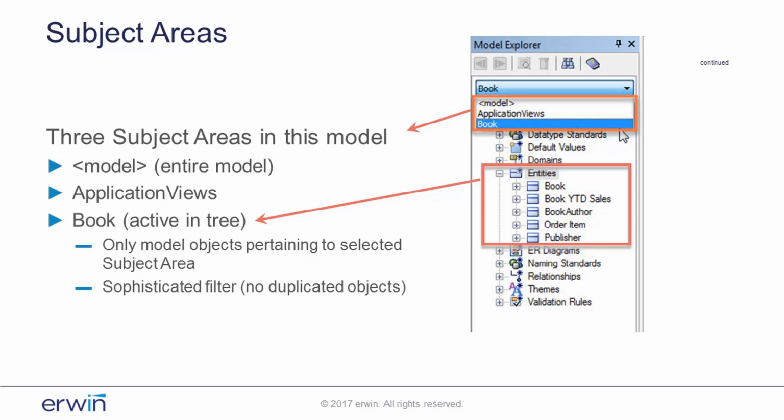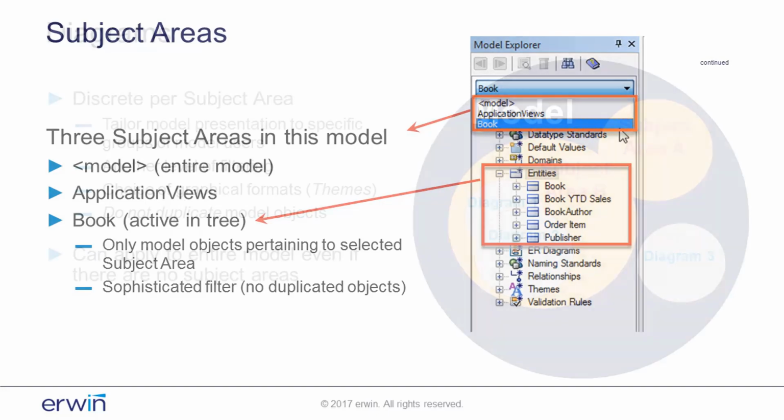The subject area Book does not duplicate the Book entity, the Book YTD sales, or these others. You will see them in the full model, but these are not duplicates. The subject area is just a very sophisticated filter. There are no duplicated objects. The subject area is filtering the presentation for us, and it's also filtering the effects of the modeling decisions that we make using Irwin Data Modeler.